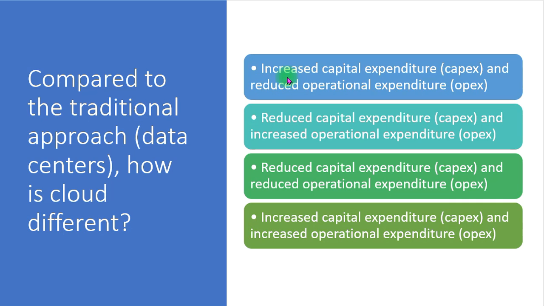The options we are having: increased capital expenditure, that is in short capex, and reduced operational expenditure, that is opex. That means increased capex, reduced opex; reduced capex and increased opex; reduced capex and reduced opex; increased capex and increased opex. To understand this question, we need to understand these two terms very effectively. First is capex, and then we need to understand what opex is. Capex is the short form of capital expenditure, and opex is the short form of operational expenditure.